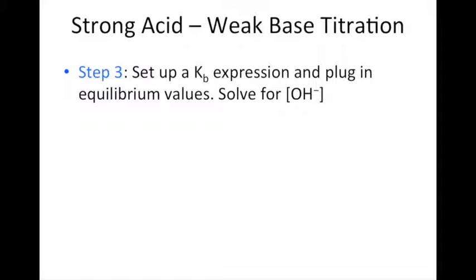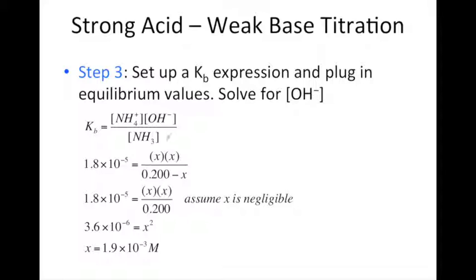So now, once we have our ice table, we can set up a Kb expression. Again, we use Kb because we're dealing with a weak base, and we can plug in those equilibrium concentrations. So our Kb expression would look like this: our concentration of products divided by our concentration of our reactant. Again, we don't include water in our equilibrium expression. Now we plug in our equilibrium values. Here's the Kb value that was given in the problem: x times x divided by 0.200 minus x. We can make the assumption that x is negligible, and that's going to simplify our expression. And now we just solve for x.